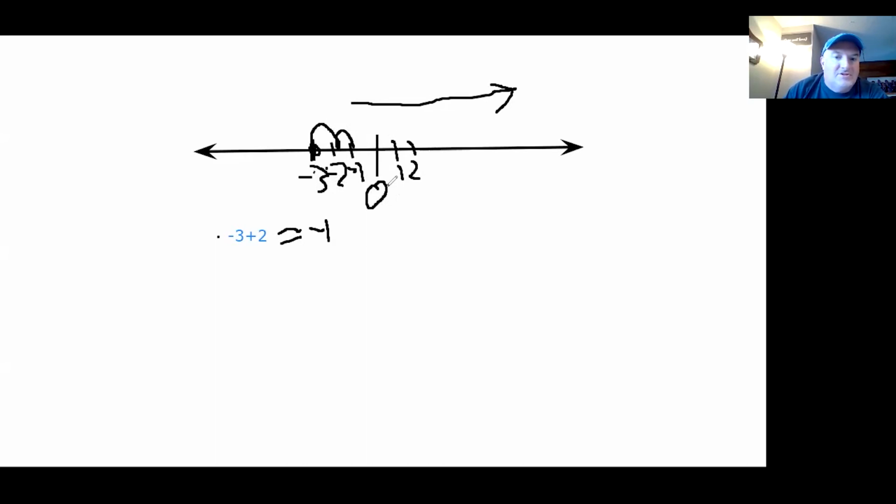All right. Let's go to the next one. Now, this one, we're going to have 2 negative numbers. We're going to start negative, and we're going to become more negative. It's going to say we're adding them, but in reality, we're subtracting. So it's going to say -3 plus -2.